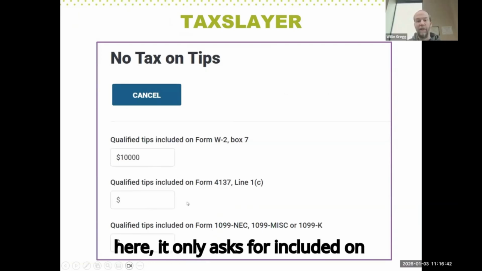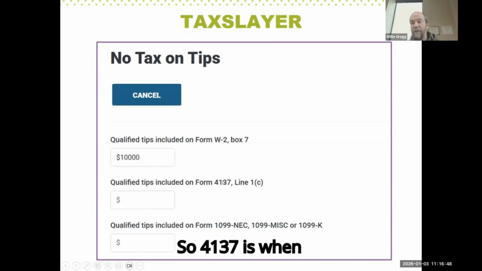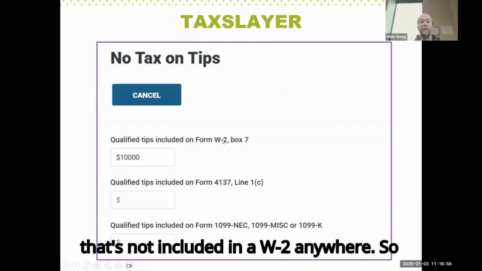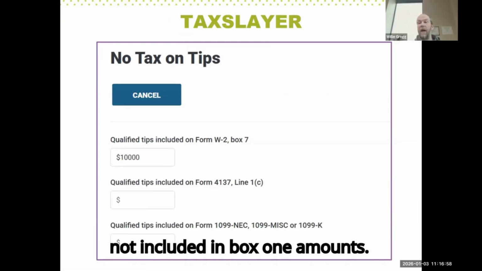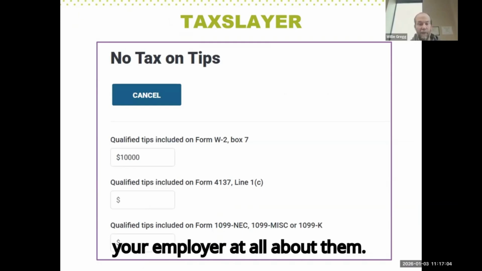So even in here, it only asks for included on form fields. It doesn't ask. And so 4137 is when employees self-report tips not included in the W-2. And that's not included in a W-2 anywhere. So not included in box 1 amounts. Just reported to you. You didn't tell your employer at all about them.